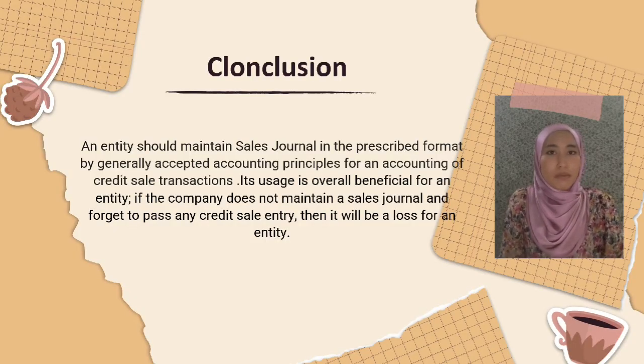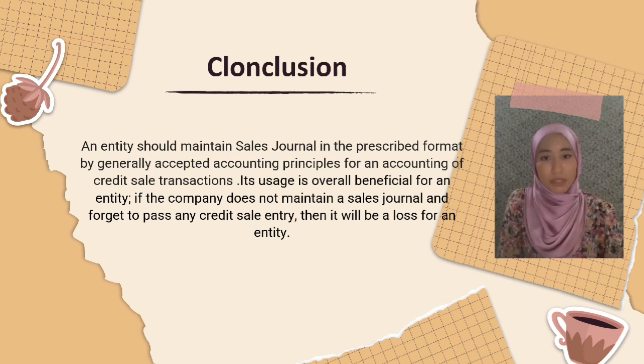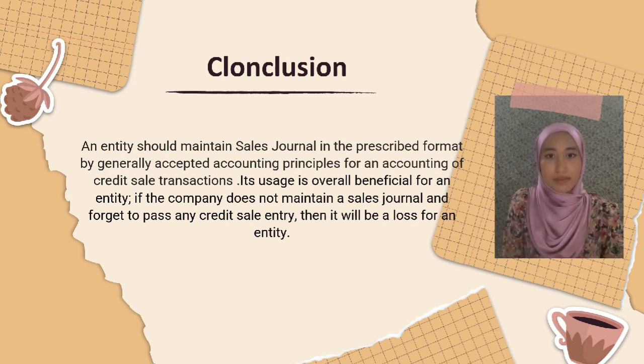An entity should maintain sales journal in the prescribed format by generally accepted accounting principles for an accounting of credit sale transactions so that debtor records and credit sales records can be managed. Its usage is overall beneficial for an entity. And if the company does not maintain a sales journal and forgets to pass on any credit sales entry, then it will be a loss for that company.